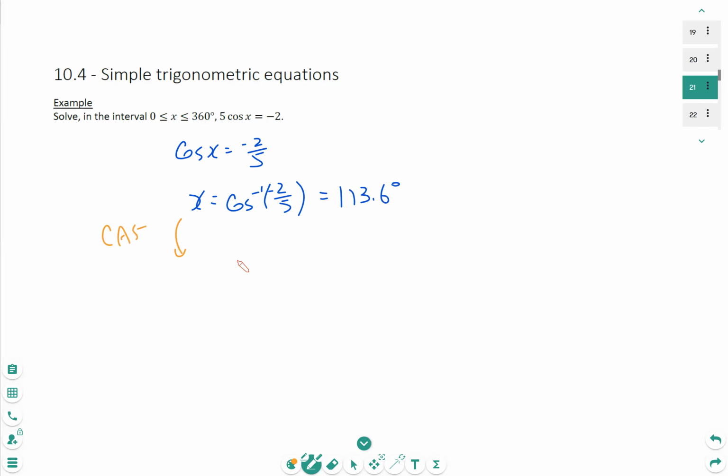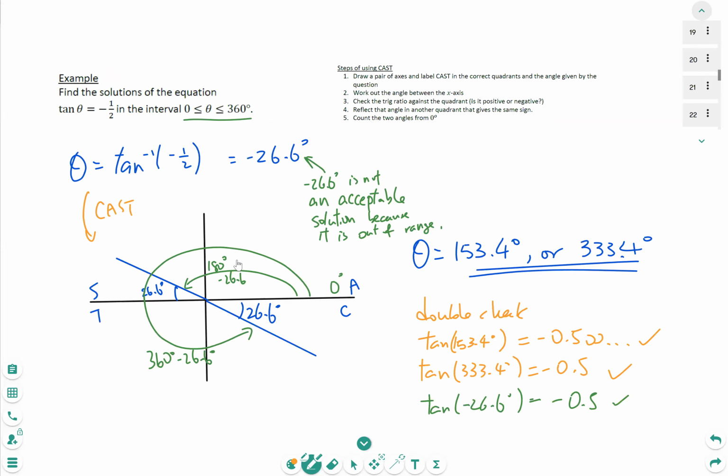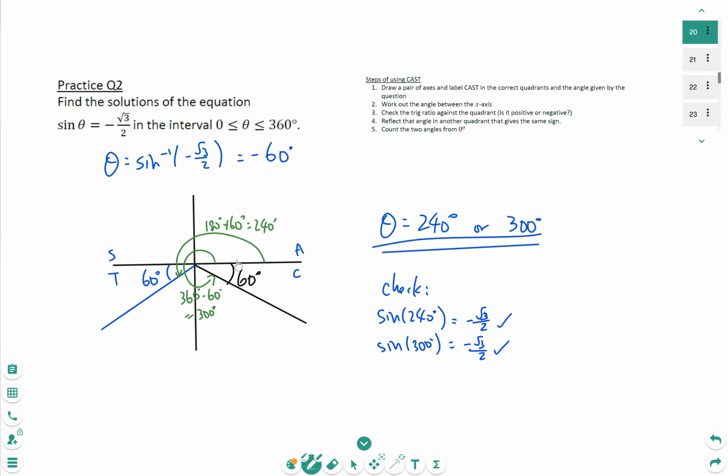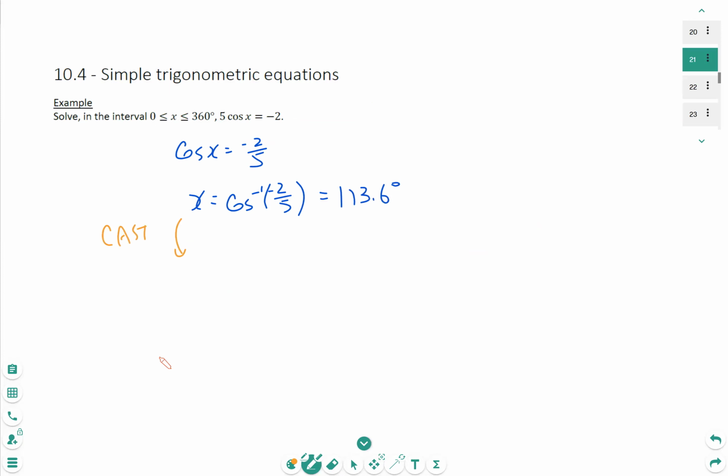CAST diagram. Okay, so remember this. We use the CAST diagram as soon as we inverse sine, inverse cos, inverse tan. From now on, you should expect to get more than one answer when you inverse sine, inverse cos, inverse tan. Not all equations have more than one. However, the majority of them will have at least two. Some of them will even have 4, 5, or 6. Anyway, CAST diagram. So 103.6 degrees.